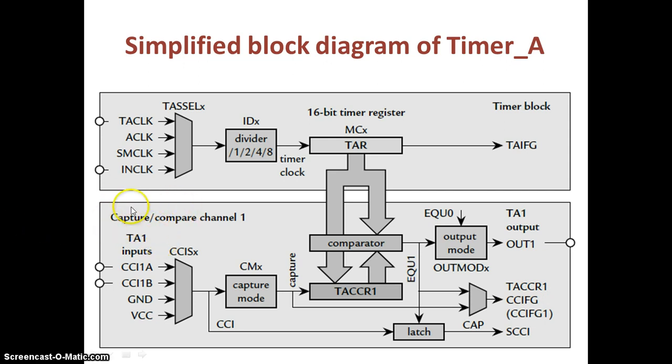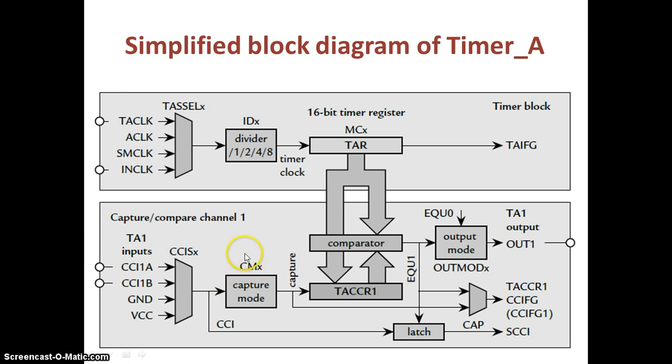But when it comes to capture, it is going to capture the external signal or an internal signal connected to the input CCI1A or CCI1B. Okay, when it is going to capture, that can be captured on the rising edge or on the falling edge, or it can be captured on both the rising and falling edge. That will be decided by the CMx bits of the register.